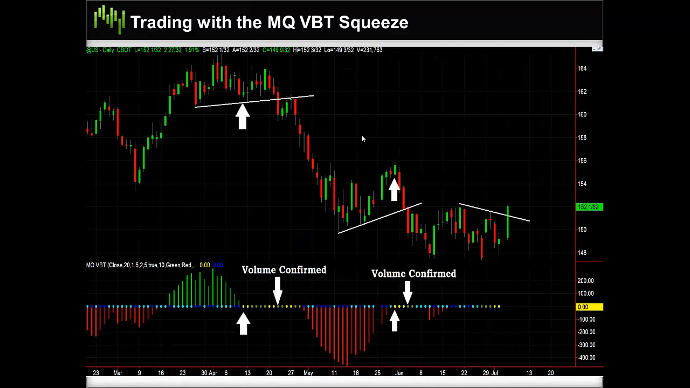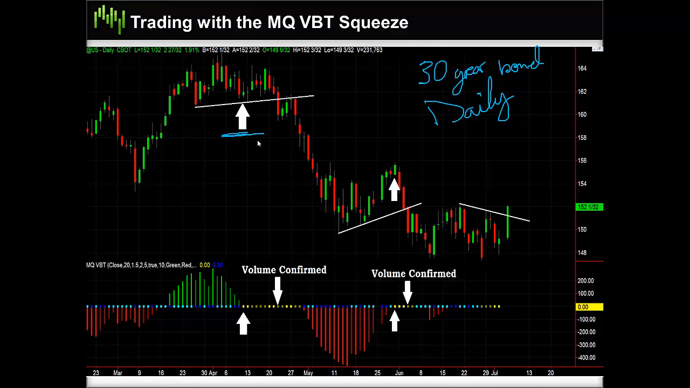Alrighty, here's another example. This is bonds. 30-year bond on a daily price chart. Right up here, as of this point, this white arrow says we are entering into a squeeze. So market has been compressed. Now we're looking for it to get ready to break out and accelerate in one direction or the other.